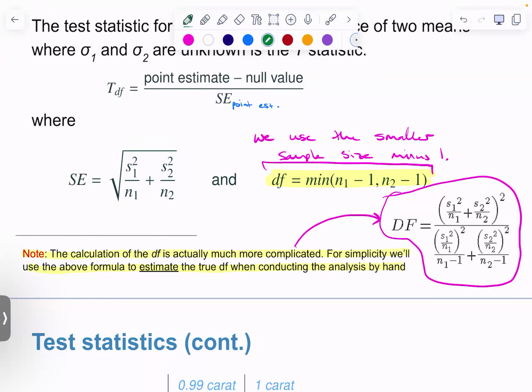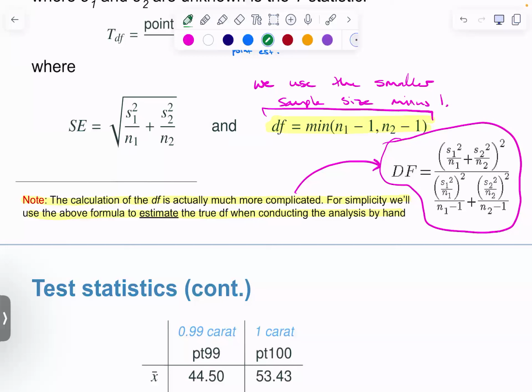But if you're using software, it uses this. Especially if you're using Excel, right? Excel will use this as its degrees of freedom because it can. It's not hard to program, right? It's not even hard to calculate. It's just tedious. And so, right, just be aware that it'll use slightly different degrees of freedom than we do. Okay.